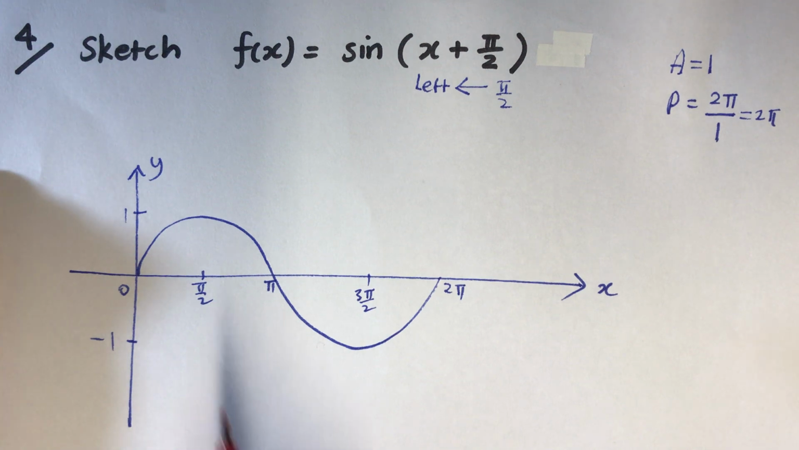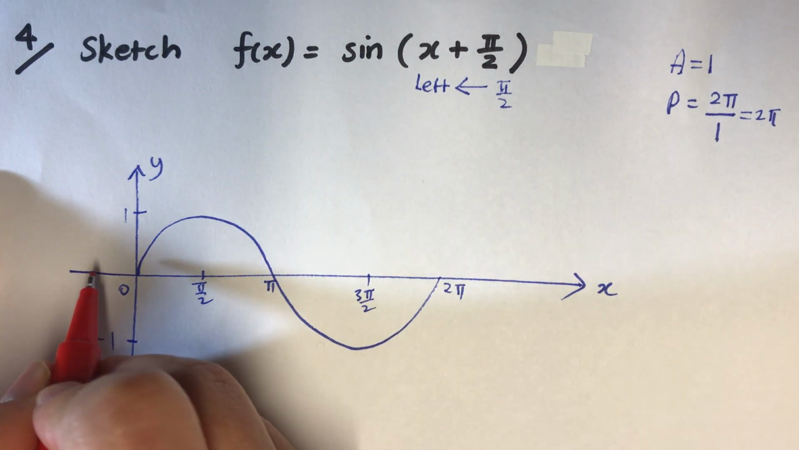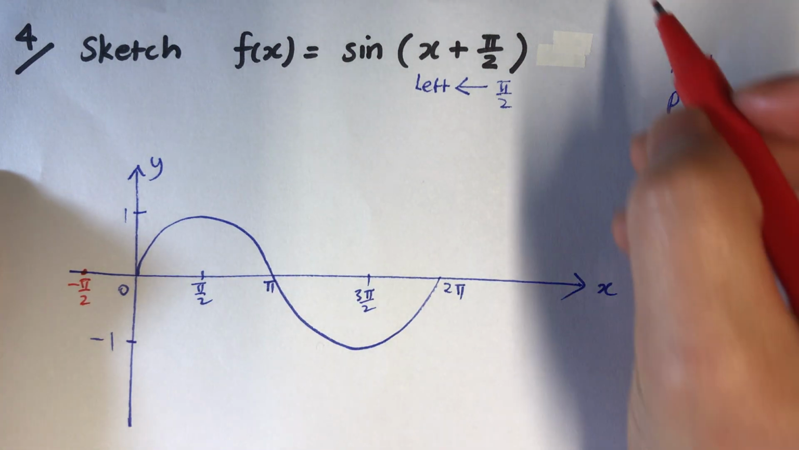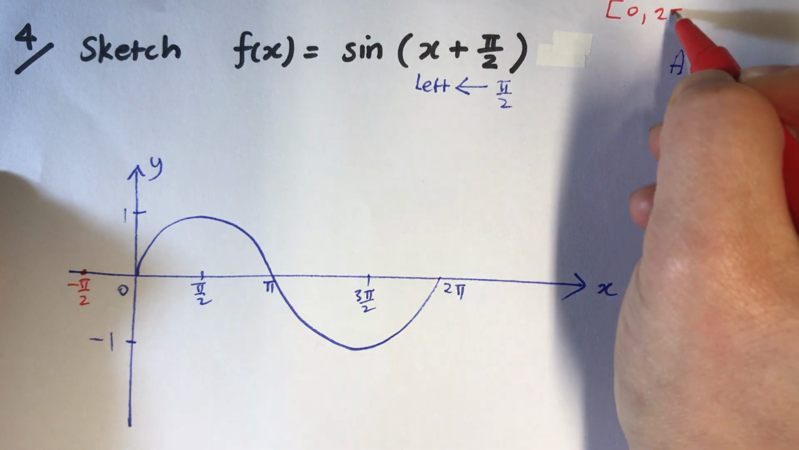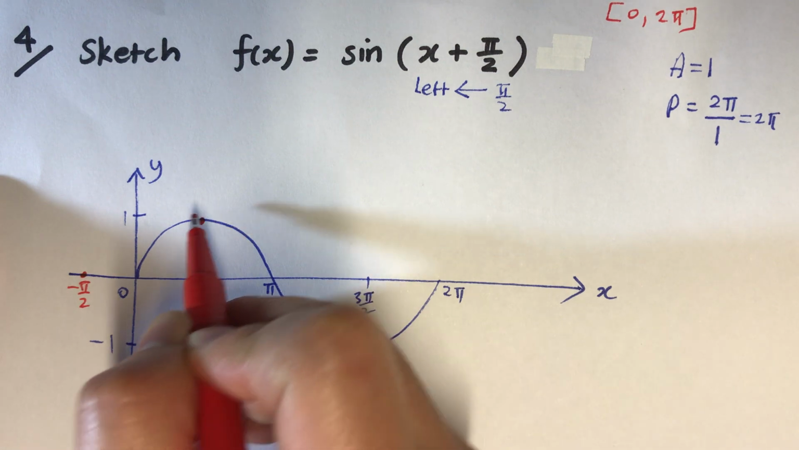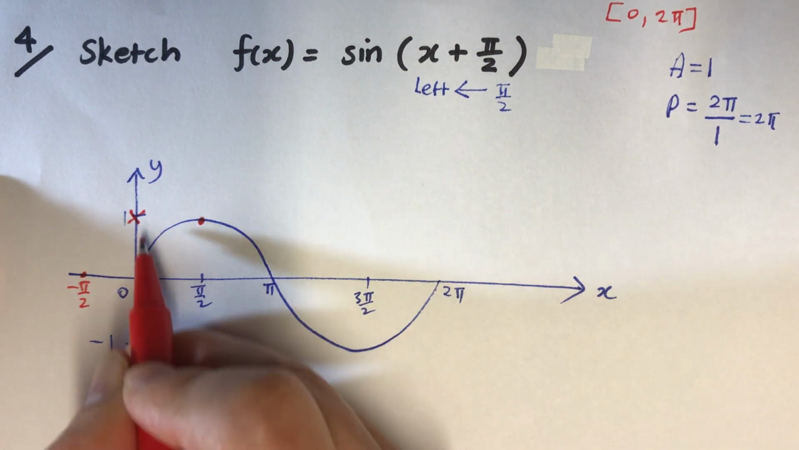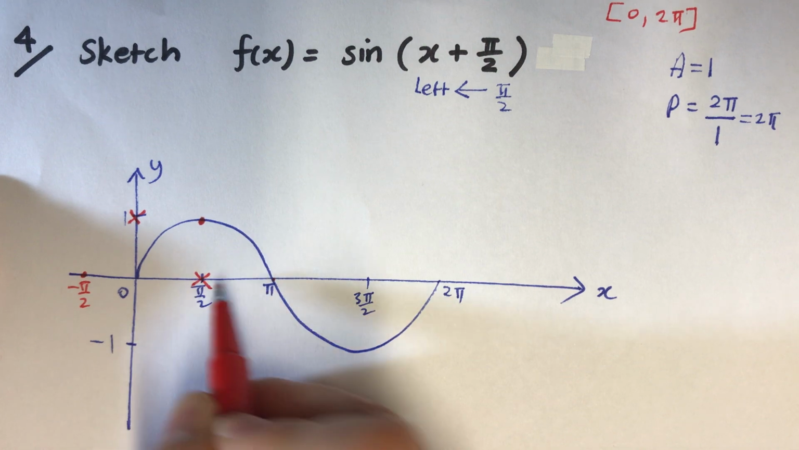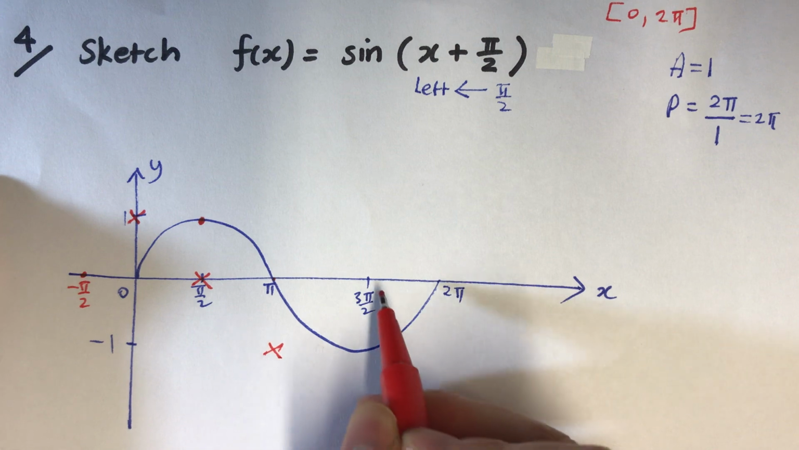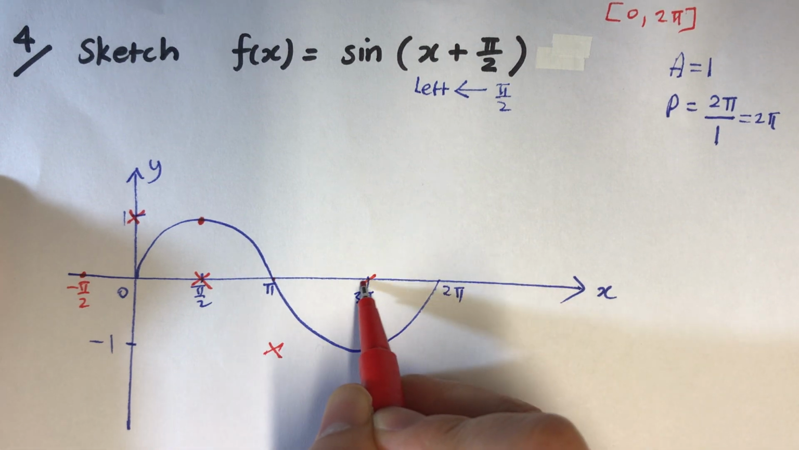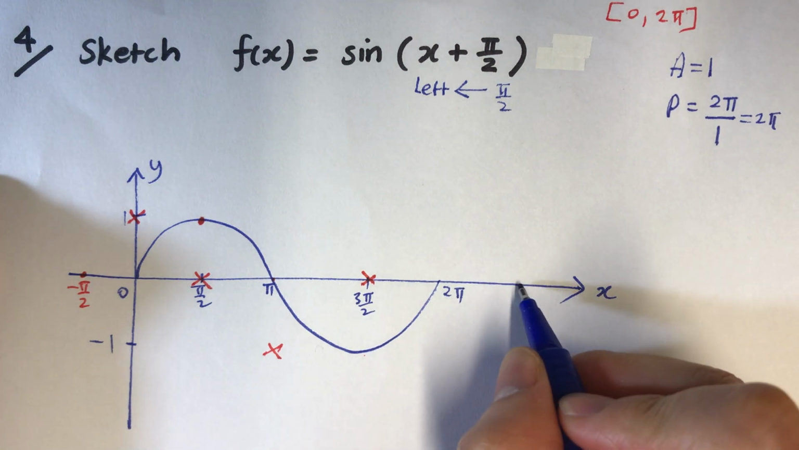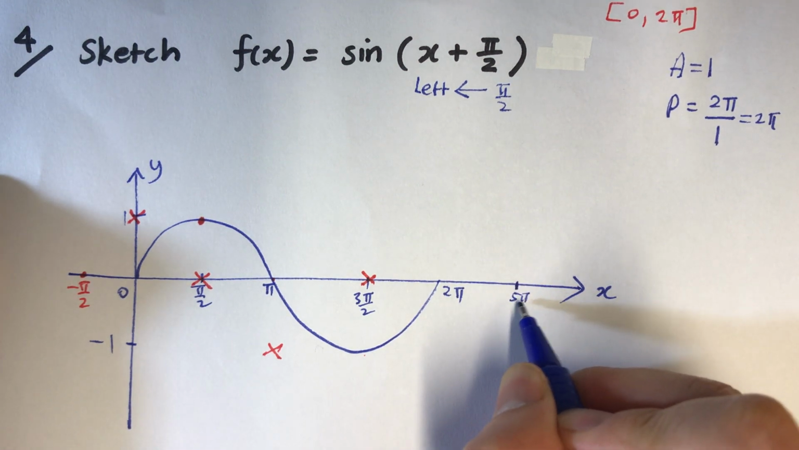Now what I'm going to do, I'm going to move everything to the left by pi over 2. But the domain is 0 to 2 pi, so I'm not going to worry about this part. Now, this one has to move to 90, which is here. And this one moves to here. And then this one moved to here, because 90. And this one moved to there. And then I'm just going to have to put one more here, 5 pi over 2.